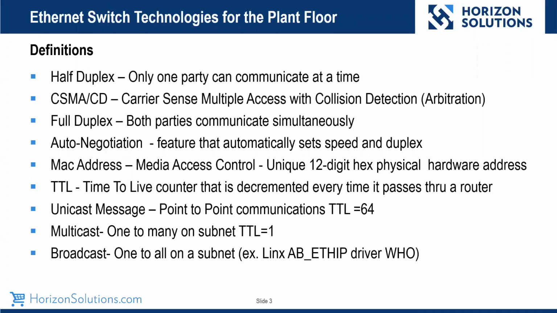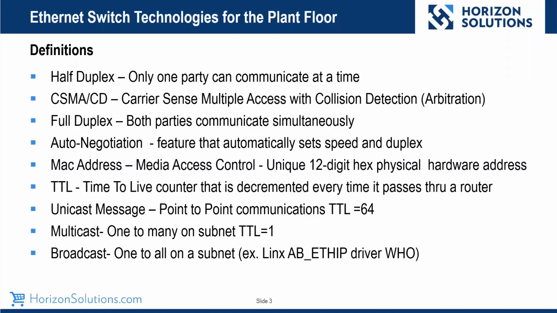There's a counter called time to live, and this is important because it defines how our messages are transmitted. Every time it goes through a router, it decrements by 1. So if we see a unicast message, that's a point-to-point communication, our time to live in that is 64. So what does that mean? That means I could route through 63 routers. So why would I use something like that? Say you have a building automation system and you have some I/O on a different subnet, and you want to control it from a PLC on another subnet. We could do that with unicast messaging.